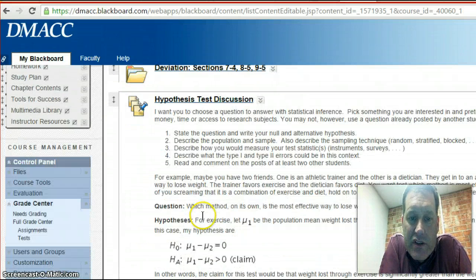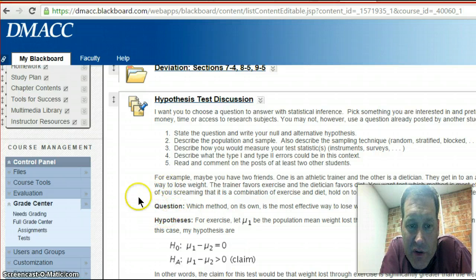There is one more discussion of these chapters, and this is a hypothesis test discussion. You're supposed to create your own hypothesis test and go through how you'd answer it. One big error I see on this is I give an example of a possible response, and I use this null and alternative hypothesis. It's the difference between two means. If you're talking about proportions, make sure that's P1 and P2.